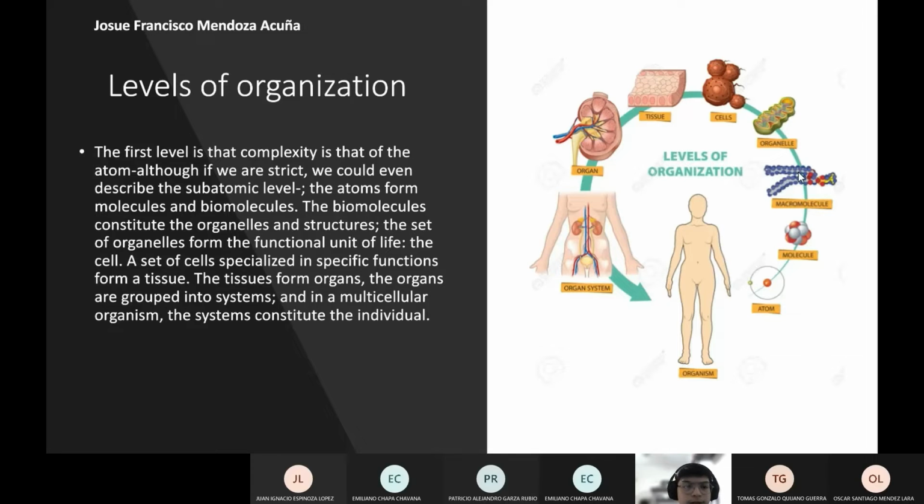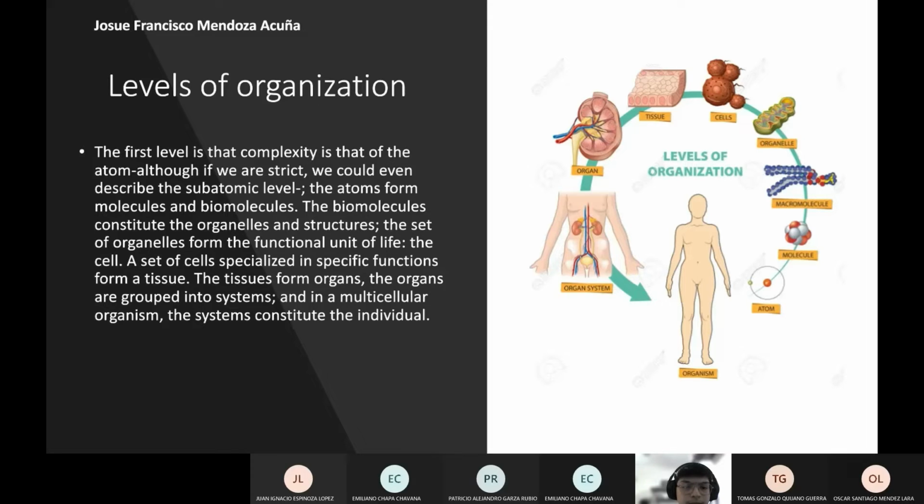Levels of organization. The first level is that of the atom, although if we are strict, we could even describe the subatomic level. The atoms form molecules and biomolecules. The biomolecules constitute the organelles and structures. The set of organelles form the functional unit of life, the cell.